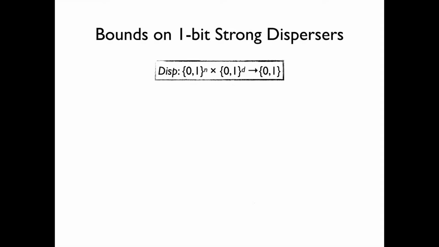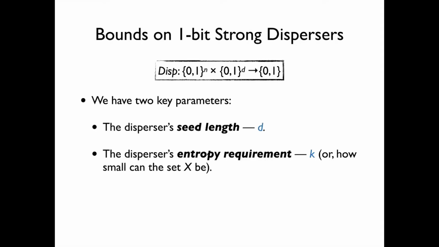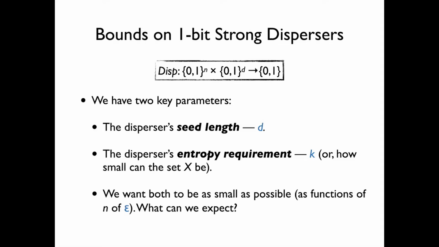Okay, so let's see the bounds on a one-bit strong disperser. And not surprisingly, they will be pretty similar to what we saw a few minutes ago. So we have two key parameters: the disperser seed length, D, and the entropy requirement, K, or how small can the set X on the left-hand side be. And we want both to be as small as possible as functions of n and epsilon.